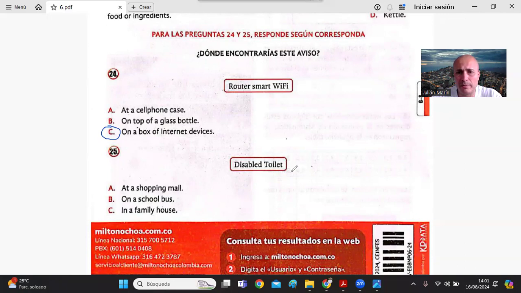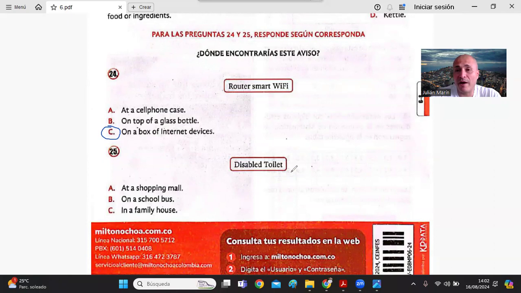Now let's see 25. The label or sign says disabled toilet. So essentially that is what you find in a restroom or in any bathroom at home or in a restaurant or in a train station, airports, everywhere you go. So let's see the options. A, at a shopping mall, right? Like Fundadores, Cable Plaza, Mall Plaza in Manizales. Those are good examples of shopping malls.